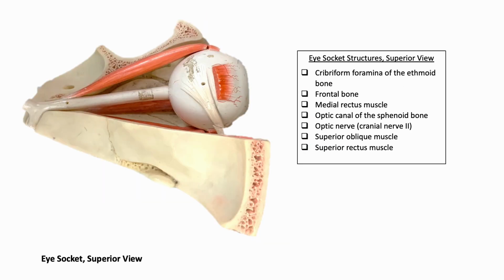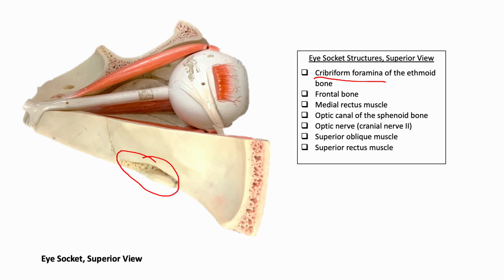So each time you look at a model, the first thing we want to do is orient ourselves. So this tells us that we're looking at the superior view, which means you're looking down as if someone was sitting in a chair, right? And you could see through their skull down onto their eyeball. We know we're looking down, but we need to orient ourselves which way is medial and which way is lateral. And the reason this is given here, the cribriform foramina of the ethmoid bone, even though we haven't covered bones quite yet, that's what this is right here.